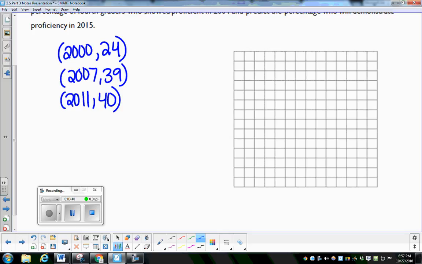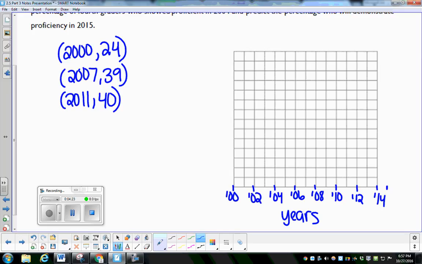For my years down here, each line on this graph is 1 year, but I'm only going to mark every 2 years. So this first is 2000. This is 2002. Oh, I messed that one up. That should be 04. 06. 08. 2010. 2012. 2014, and then I'll put a little mark here. I know I'm going to use that for 2015 later.